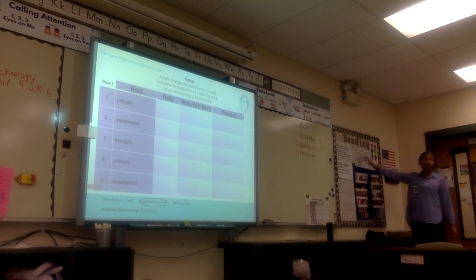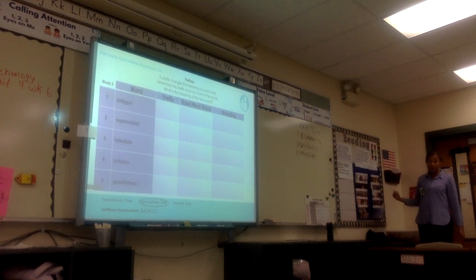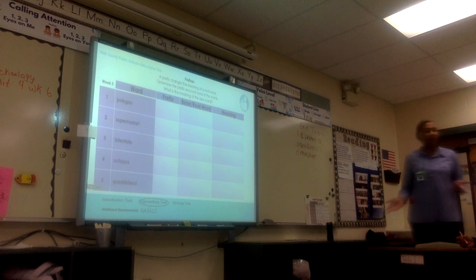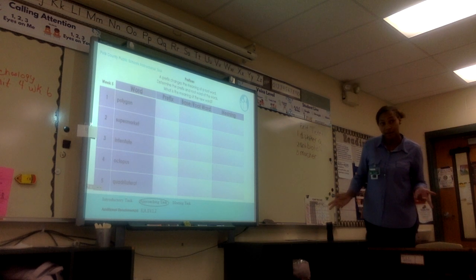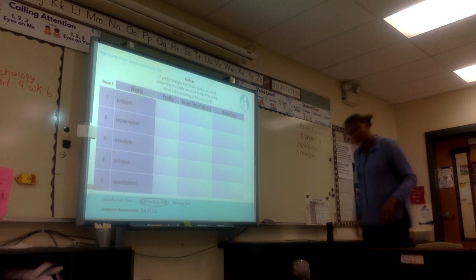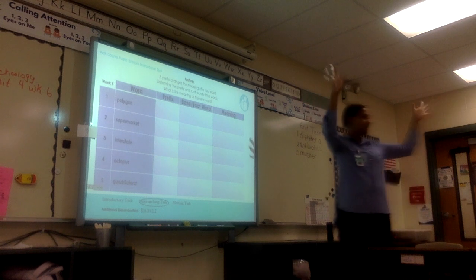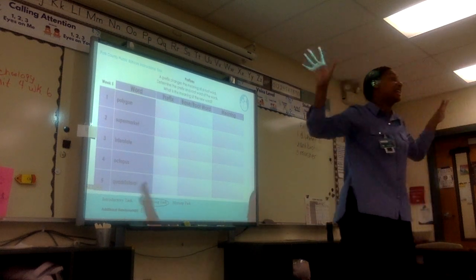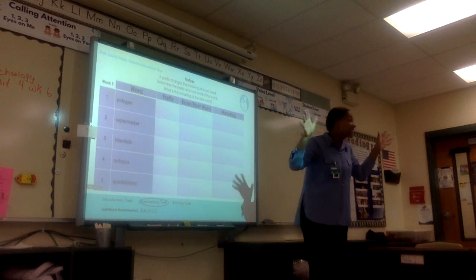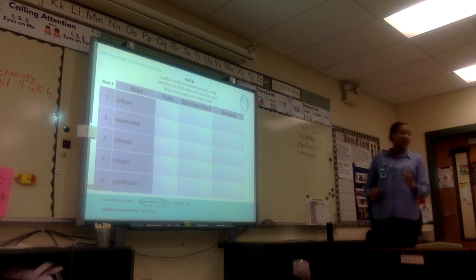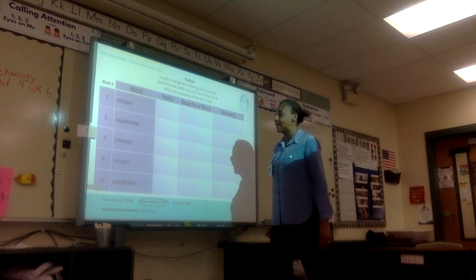Of Greek and Latin roots, base words, and affixes to determine the meaning of unfamiliar words in grade level context. What does that say to you? What does it mean? To apply knowledge of Greek and Latin. Everybody say, of common. Okay, so we are going to apply knowledge. Liam says we're going to apply the knowledge of our Greek and Latin roots.